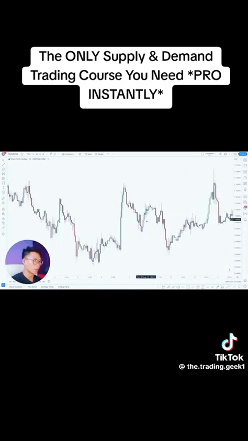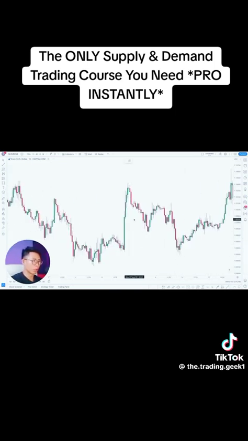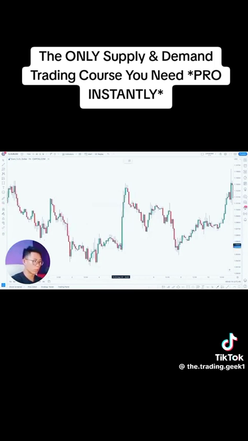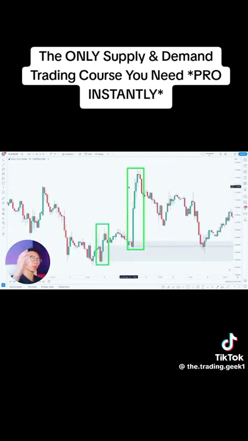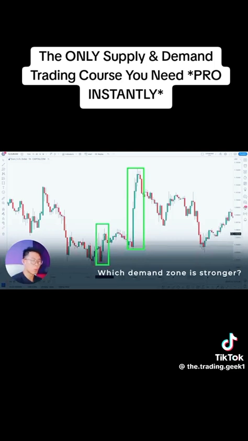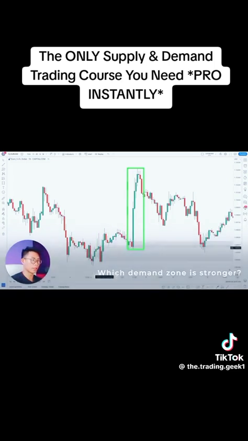Or another example right here in a demand zone, huge move, huge momentum. So there's a demand zone somewhere right around here. Compare this to right here. There is a demand zone as well. But which one do you think will be stronger? This one with a lot of momentum, a lot of buying pressure, or this one where there's little momentum? Obviously it's going to be this one. This demand zone is going to be much stronger than this one.